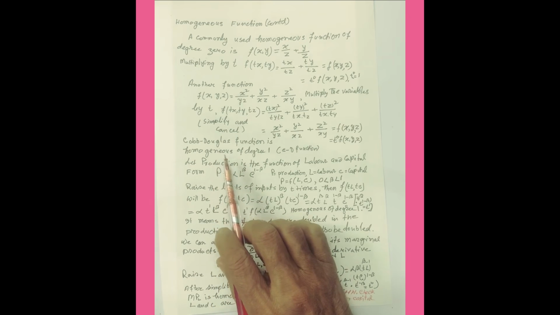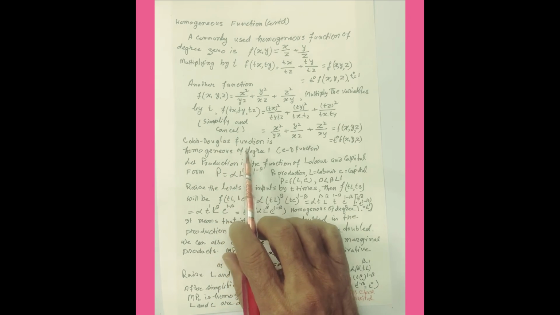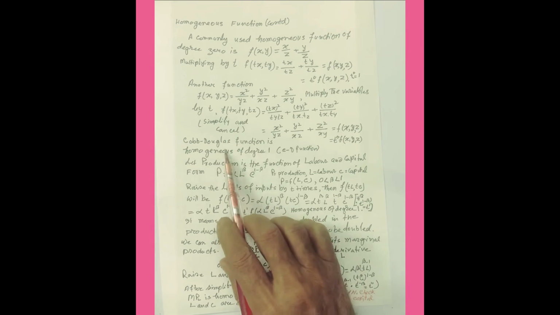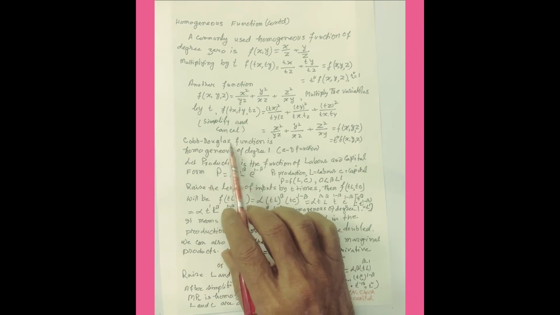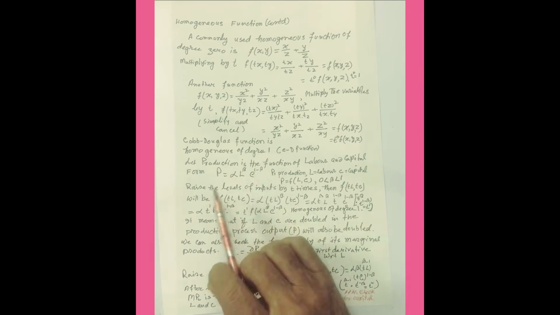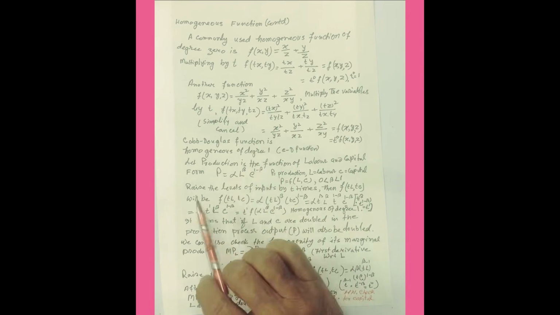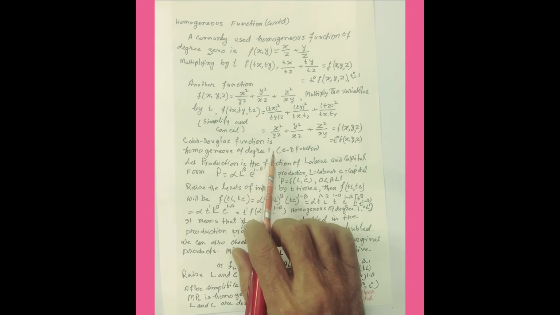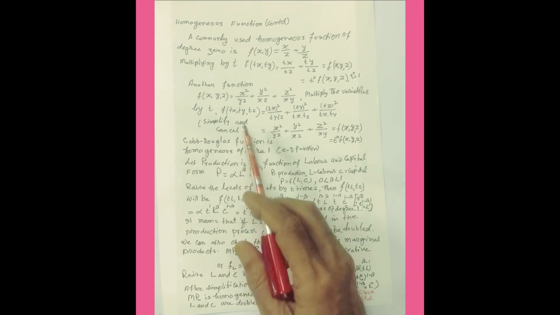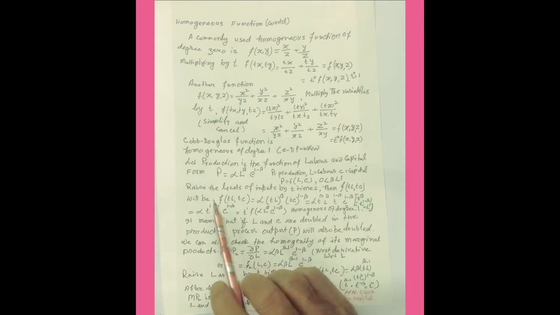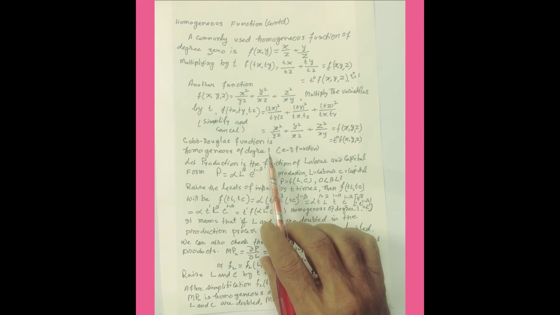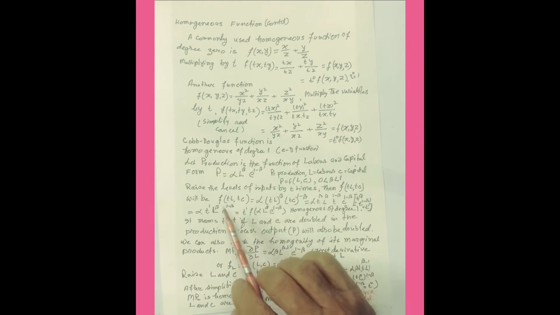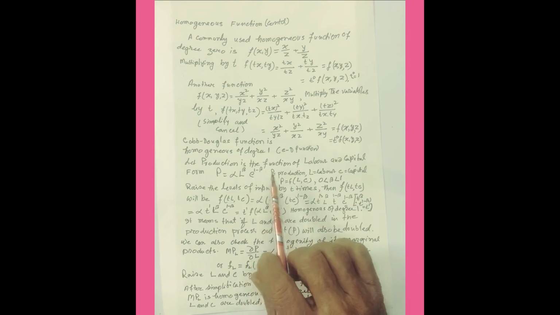Now another function that we commonly use is the Cobb-Douglas function. Two economists, Cobb and Douglas, developed this function. This Cobb-Douglas function is homogeneous of degree 1. So the earlier two functions are homogeneous of degree 0, but the Cobb-Douglas function is a homogeneous function of degree 1. So let us try to prove it.